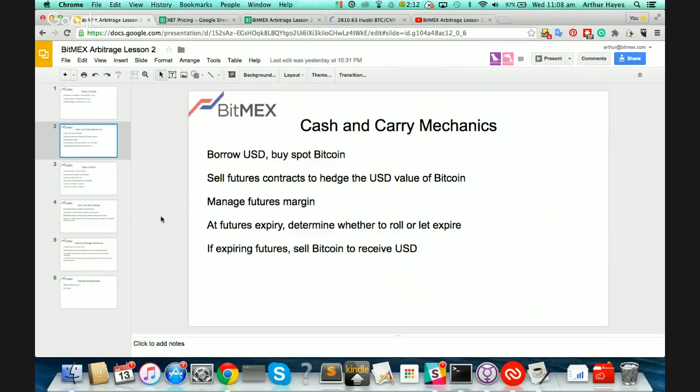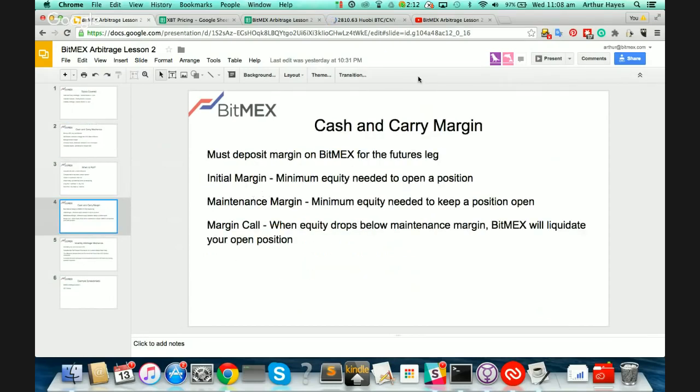Now, the next thing that we need to worry about is margin. So I'm going to skip ahead 2 slides to cash and carry margin. Now with futures contracts, BitMEX will require you to post initial and maintenance margin versus your futures contract position. And this is how you obtain your leverage.